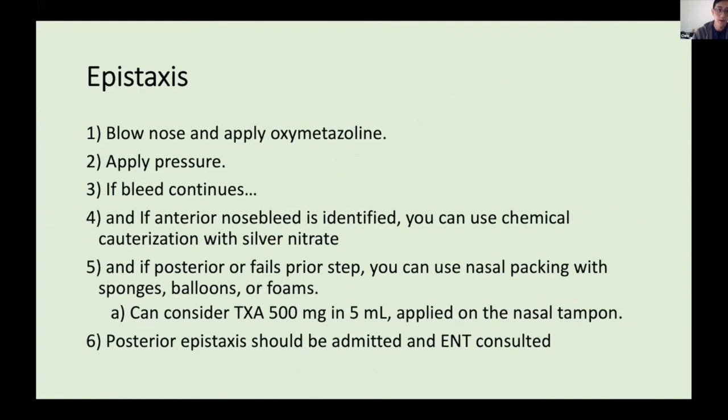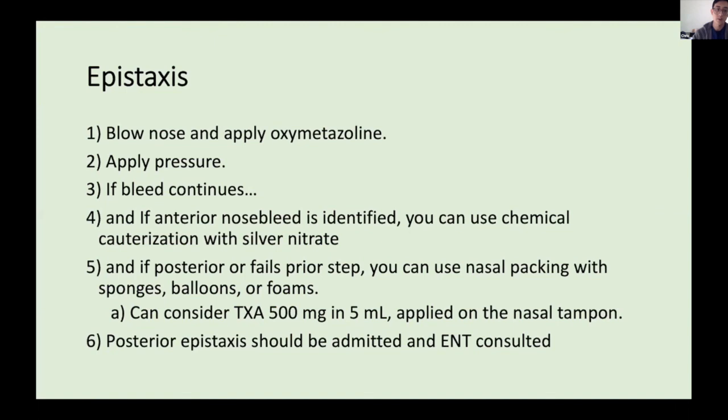So management of epistaxis, first you want to have the patient blow their nose to dislodge any clots. You can apply oxymetazoline, like Afrin, or phenylephrine nasal spray, but you want to be careful in those who are hypertensive. And then next, you can apply pressure to the cartilage of the nose, just distal to the nasal bone. But if bleeding continues and you suspect an anterior nosebleed, you can use chemical cauterization with silver nitrate. However, silver nitrate has no role in posterior epistaxis.